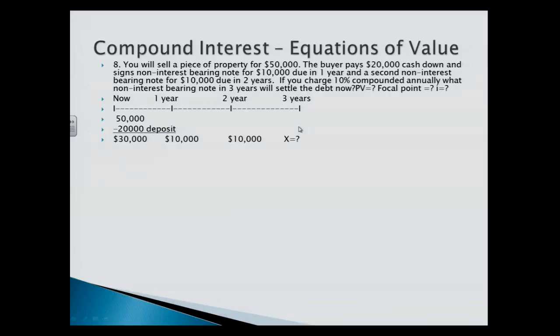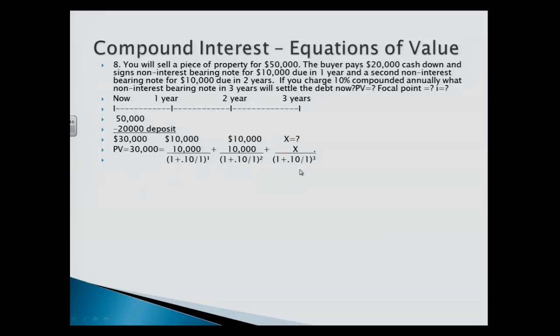Before you start a problem, see if you can use common sense to decide what you expect the answer to be. I expect this to be more than $10,000. I have to find the present value of this $10,000, the present value of this $10,000, and the present value of X, and they've all got to equal $30,000. You can't just say 30,000 minus 10,000, minus 10,000. This 10,000 had a year of interest, this 10,000 had 2 years. So you've got to equate them all now. The focal point is now.